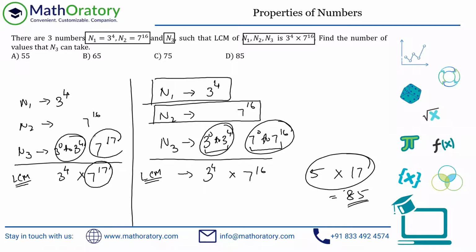So in this case, this is just a fixed possibility. 7 must have 17 powers in it. Otherwise, this thing can never happen. So LCM cannot have 17 powers of 7. So in this case, the only flexibility we have is in choosing the powers of 3. And that is 5 different ways we can do that. And in each of those cases, the powers of 7 has to be 17. So N3 will just have 5 possibilities in this case.